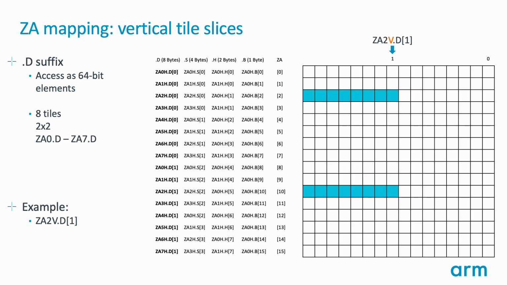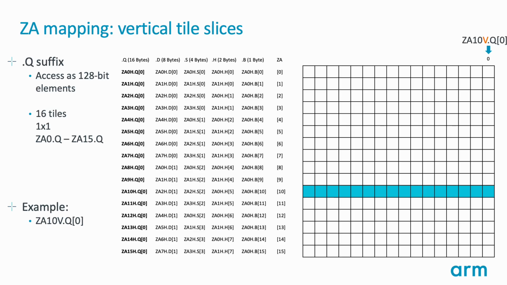Similarly, for 64-bit access, there will be only 2 elements. And for 128-bit access, there will be a single 128-bit element. All right, that's about the ZA storage: how we can access the ZA storage as vector access, tile access, and vertical slices and horizontal slices within the tile.